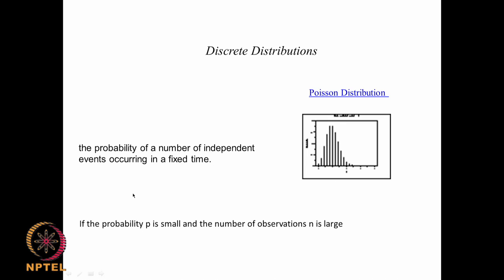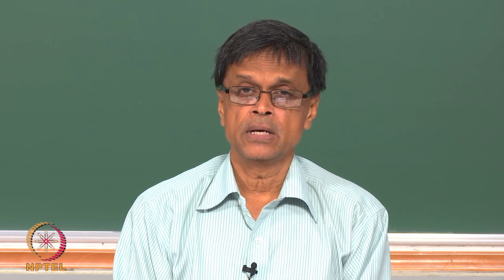So we have the probability of a number of independent events occurring in a fixed time. So the probability of a particular event occurring in a fixed time. For example, the number of car accidents happening in a metro city in India in the past 1 month, or the number of infant deaths in India in the past 1 year, and so on.